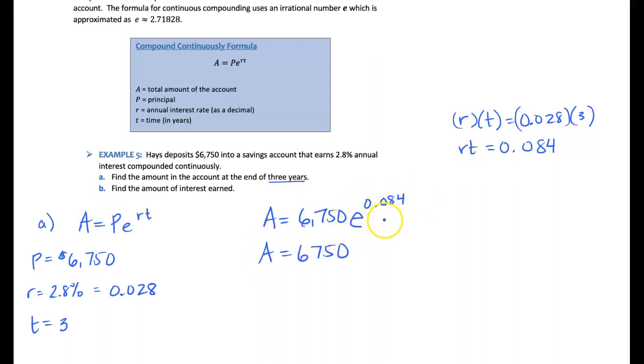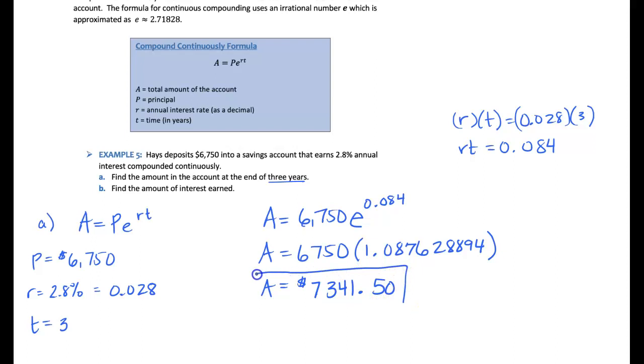Let's go ahead and calculate 6,750, and we're going to use our calculator to find e to the power of 0.084. And as a decimal, I get 1.087628894. Multiplying by 6,750, we get an amount in the account as $7,341, and when rounded, 50 cents.